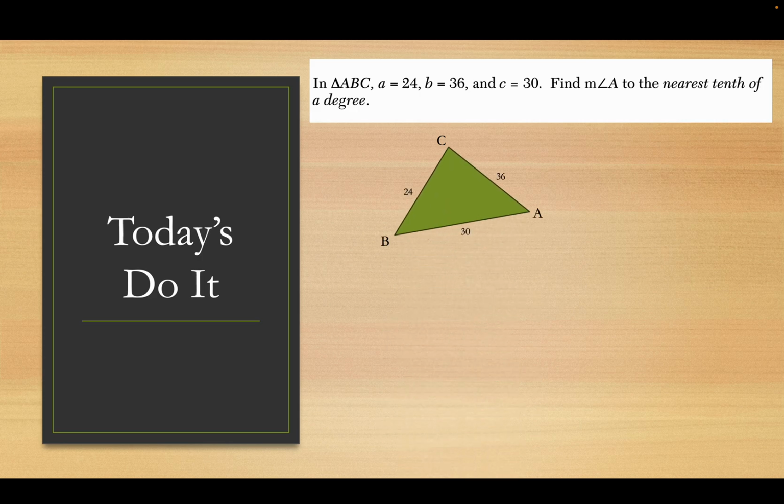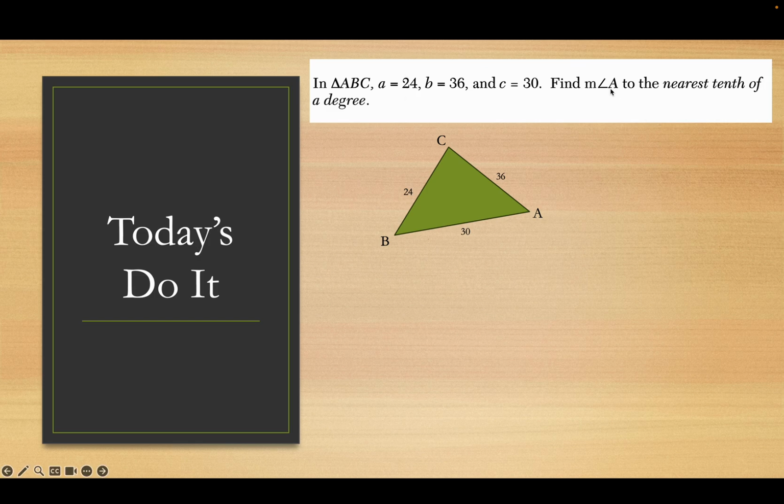Okay. So the first thing I do is draw the diagram, and I want you to notice that little a is 24, and that's opposite big A. Little b is 36, that's across from big B, and little c is 30, that's across from big C. That's how you always draw these diagrams. And then based on this information, it's pretty easy to see that we have side, side, side. So that means law of cosines.